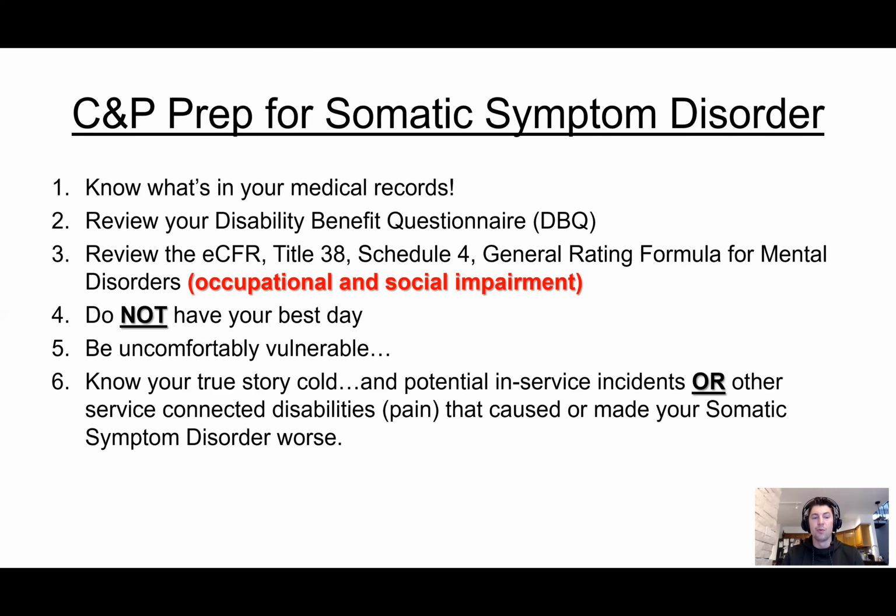Bottom line, gang, number 1 is you have to know what's in your medical records. Okay, if you got a DBQ, review that. And number 2, review the eCFR, Electronic Code of Federal Regulations, Title 38, Part 4, the Schedule for Rating Disabilities, the General Rating Formula for Mental Health Disorders. That's the previous chart I just showed you. Okay, that's directly under this law. So go pull it right now. You can Google it when we're done. Check it out and be familiar with your current level of occupational and social impairment.